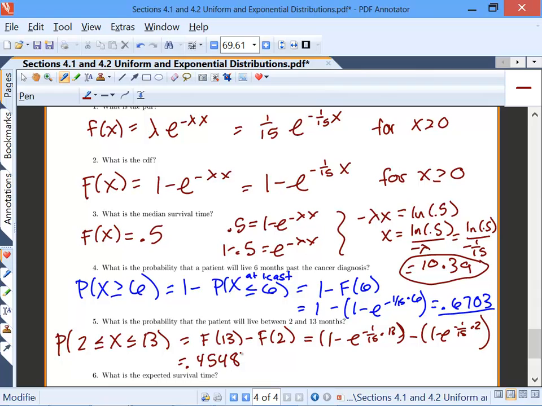And so that's 45% at the time of my diagnosis that I'll live between 2 and 13 months. Then if I already know that I've lived, say, 7 months, the probability that I will live another 2 to 13 months would still be 45%.